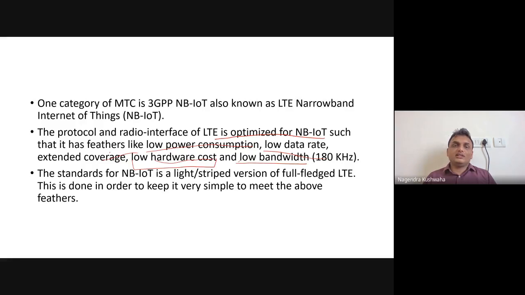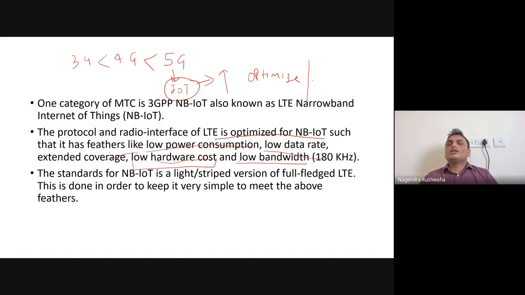Why is low hardware cost necessary? Because if you just see the price of a 3G phone is less in comparison to a 4G phone, and that is less in comparison to a 5G phone. And now we are talking about deploying 5G devices for IoT applications. So if we use a conventional 5G device, the price will increase. Therefore, we need to change or optimize such that the requirements of low power, low complexity, low cost, as well as low bandwidth meet our desired specification, right?